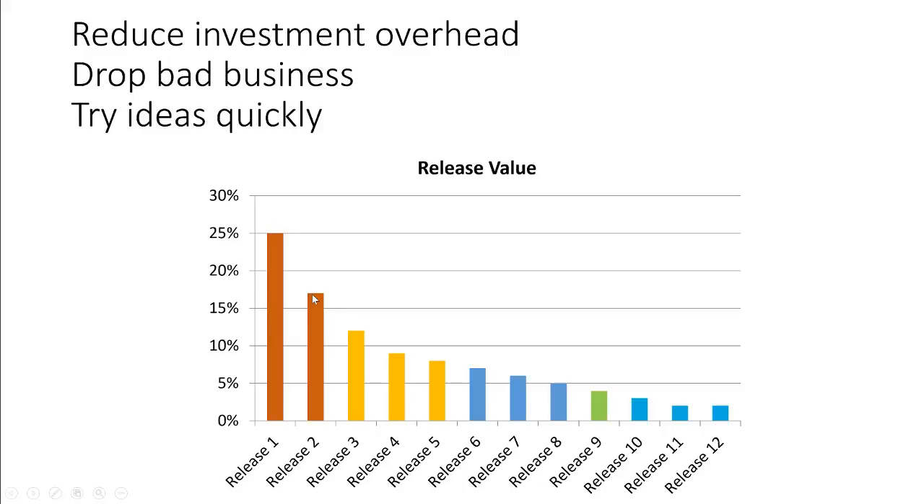Release number 2 then here is going to be releasing about 17%. This is about 12%. Here's about 9%, 8, 7, 6, 5, 4, 3, 2, 2, 1.5, or something like that. See how it's decreasing in value. If you prioritize the work that you do by the value that it's going to provide to your customers, this is the kind of chart that you'll see.